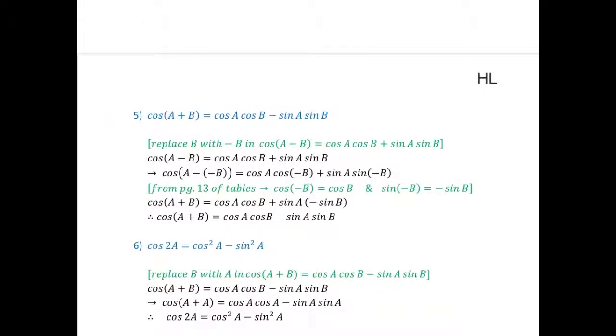The next formula we have to prove is that cos A plus B is equal to cos A cos B minus sin A sin B. And the way we do this is to just replace everywhere we see B, we replace it with a minus B in the formula that we proved in the last part. Cos A minus B equals cos A cos B plus sin A sin B.